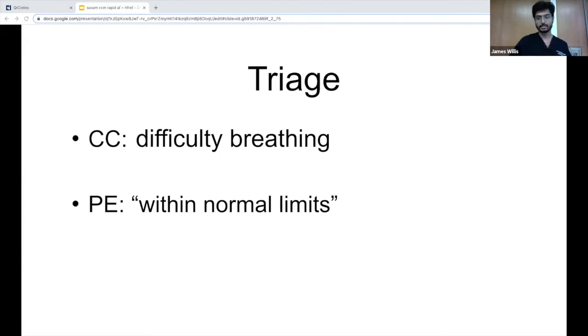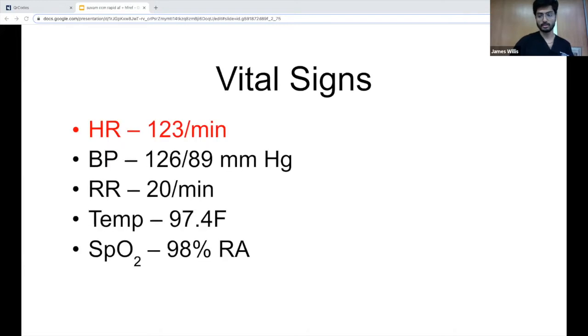This is a patient that came to Downstate. The chief complaint at RN triage was difficulty breathing, and the physical exam that was documented was "within normal limits," in quotation marks, as you'll see. So the initial set of vital signs was significant for tachycardia, but the rest are grossly within normal limits, maybe some mild tachypnea.